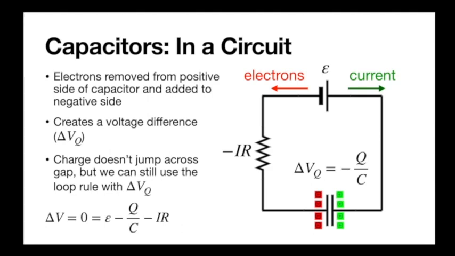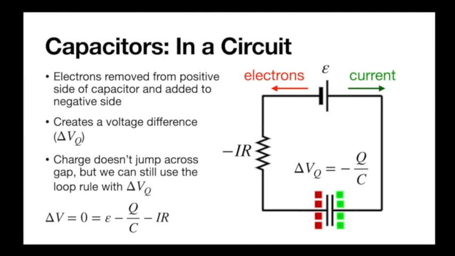So I pick up a plus epsilon, and then I come down here to my capacitor, and I know the voltage change across it is Q over C, right? So I just take however much charge is on it, divide by the capacitance, and that's my voltage change going across it. How do I get my negative sign here? Like, why do I know it's minus Q over C?